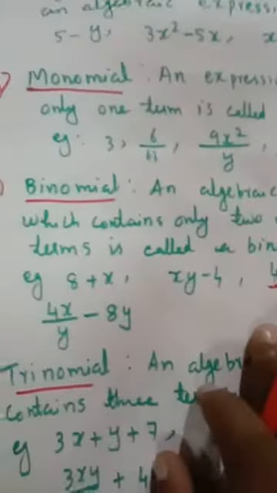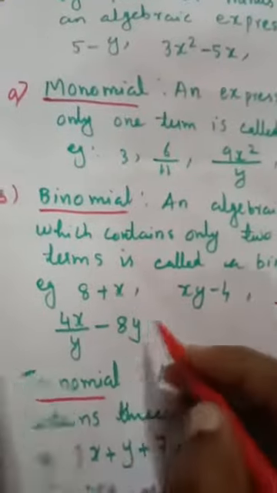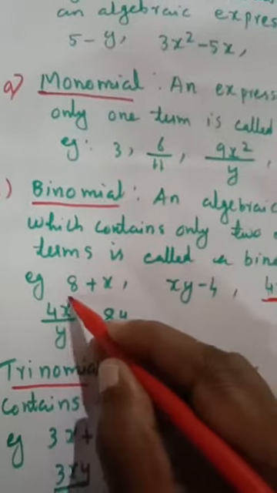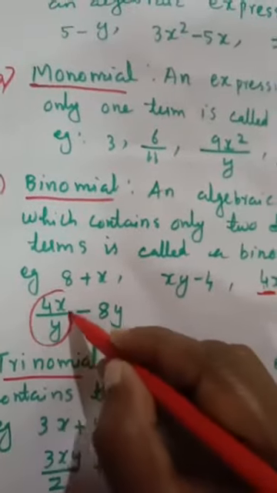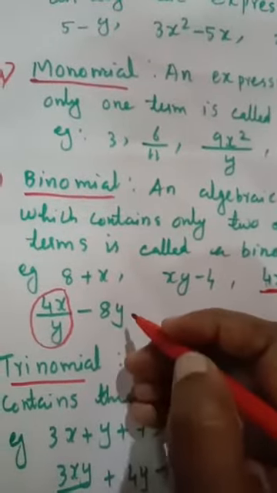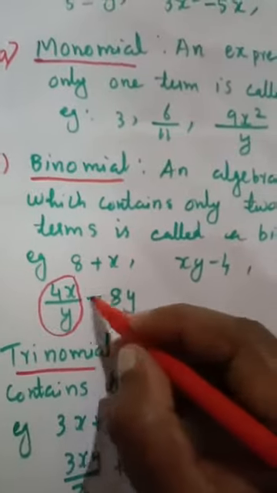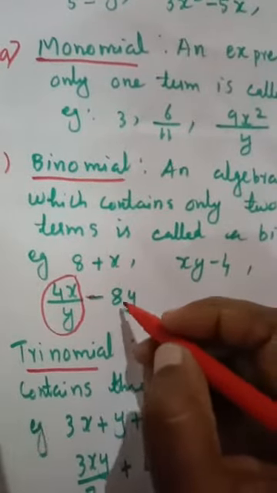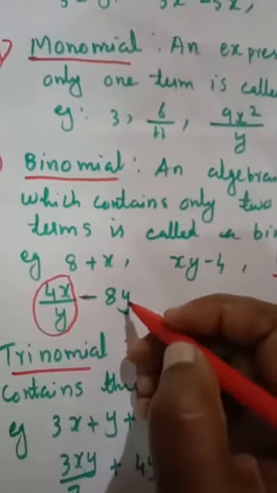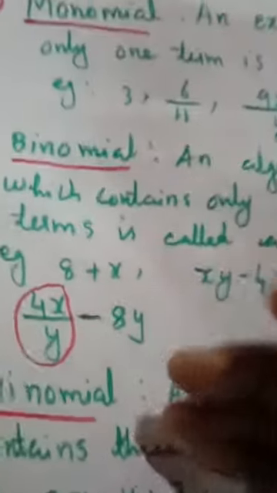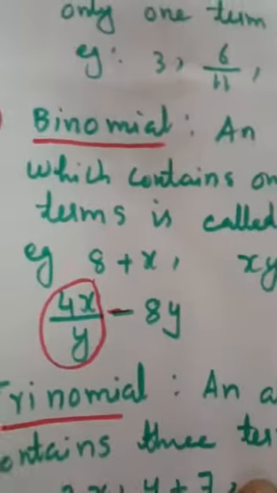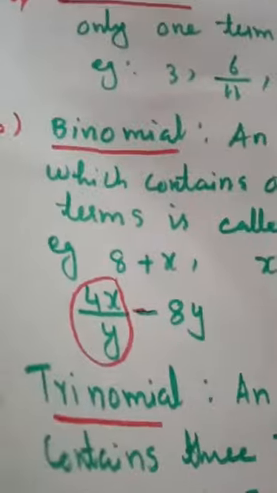Okay. Then 4x by y minus 8y. 4x by y is the first term, and minus 8y is the second term. See, 8 into y, 8y, this is a single term. This is another term. So, two terms. An expression having two terms is called a binomial.